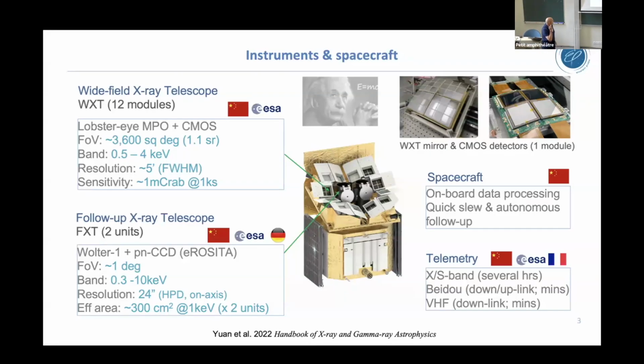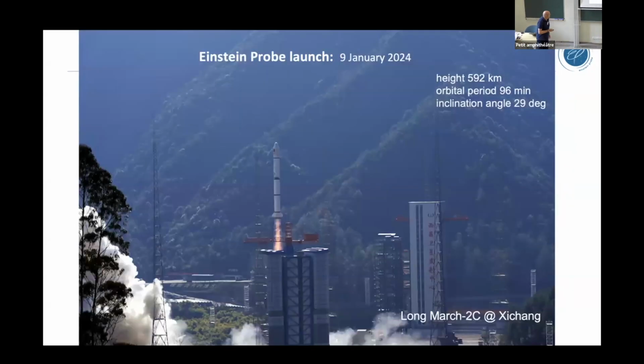It's a Chinese mission basically, together with ESA, and CNES is also involved. It has basically two instruments: a wide field X-ray telescope containing 12 modules of lobster eye optics, with a very wide field of view of one steradian for the 12 modules. And then there are two X-ray telescopes, basically two Wolter type telescopes, one built by China and one provided by ESA. It was launched this year, so it's a relatively new mission, so not too many problems like Swift.